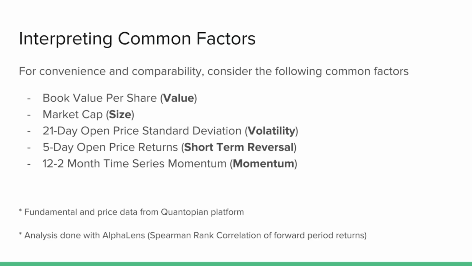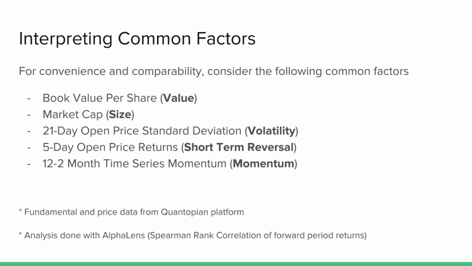But before we can do that, for convenience and comparability, I want to first consider a bunch of common factors that we can use across the rest of the presentation so that we have some sort of understanding of if something has done better or worse. I decided to choose the common factors: the value, size, volatility, short-term reversal, and finally momentum. And the numbers I chose for this are the book value per share, the market cap, the monthly price standard deviation, the weekly price returns, and finally the 12 minus 2 month time series momentum, which is essentially using the 11-month momentum but removing the most recent month in order to reduce the noise in the recent returns.